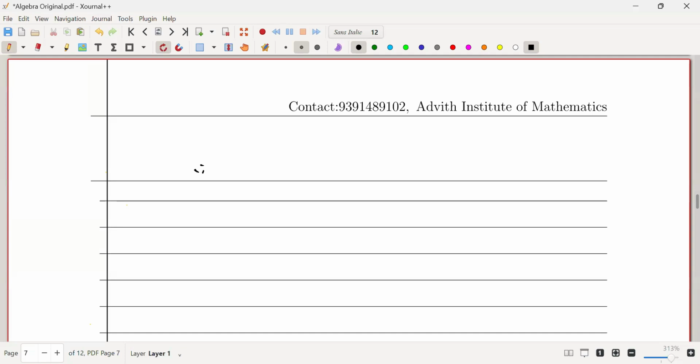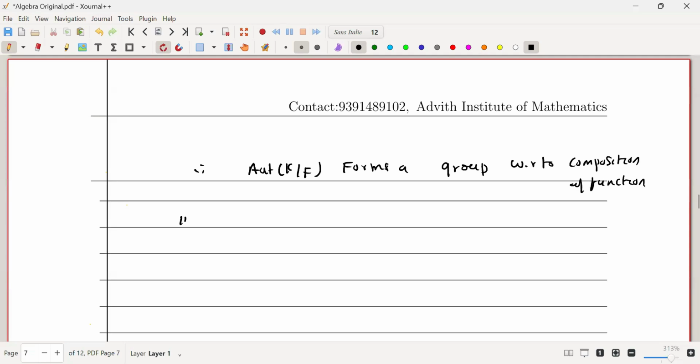And the automorphisms of K over F forms a group with respect to composition of functions. Right? Note.